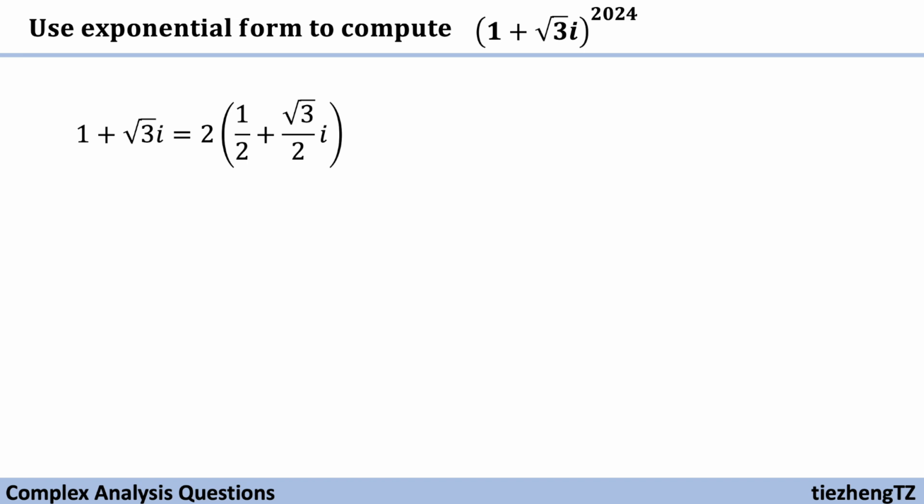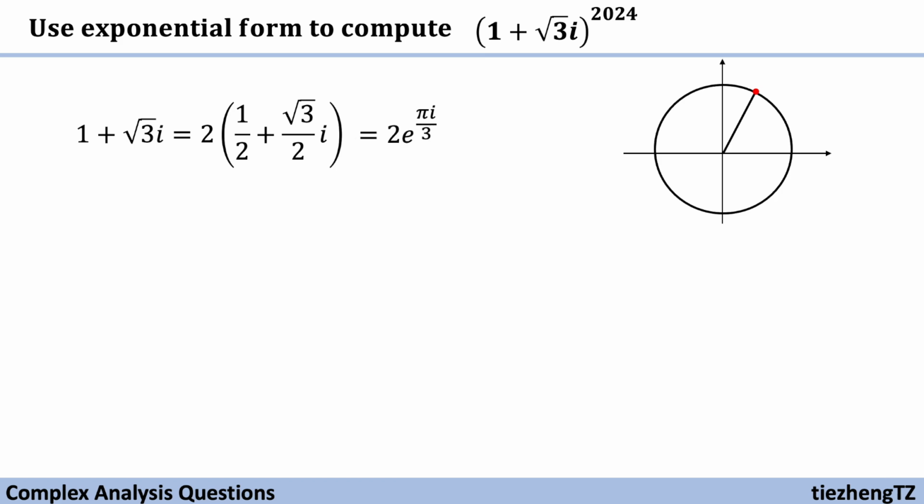And in the x plus yi form, we know x is 1/2 and y is square root 3 over 2. And we know the red point is that point, and the angle to the x-axis is pi over 3. So in the exponential form, we can rewrite this as 2 times e to the power of pi over 3 times i.